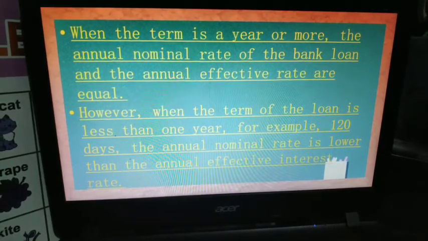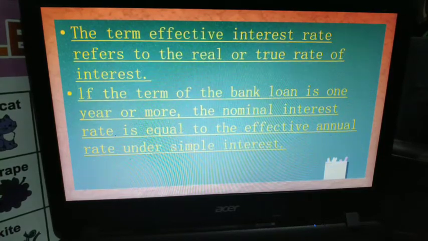If it is 1 year, the nominal rate and the effective rate are equal. But if it is less than 1 year, the nominal rate and the effective interest rate are not the same. That is why we need to compute those interests. The term effective interest rate refers to the real or true rate of interest. So that is the true interest of the bank loan you took from a bank.